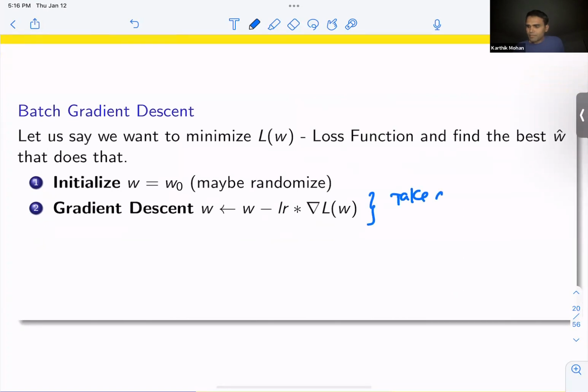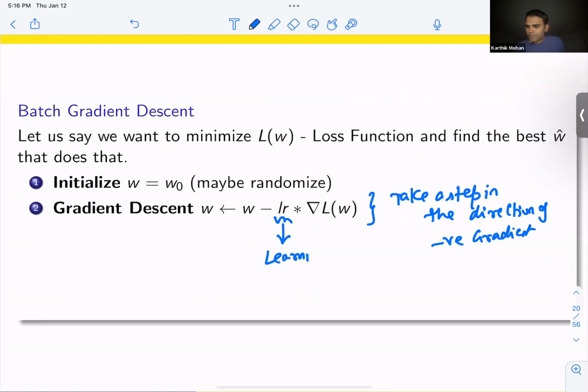Take a step in the direction of negative gradient. This step is called the learning rate. So the learning rate is the step that you would take. Like we said, we want to be cautious with the steps. If you overstep, then you might actually increase the loss. So being cautious, the learning rate, and there are things called learning rate schedulers that you can find.